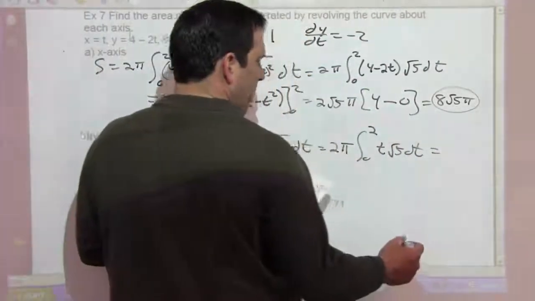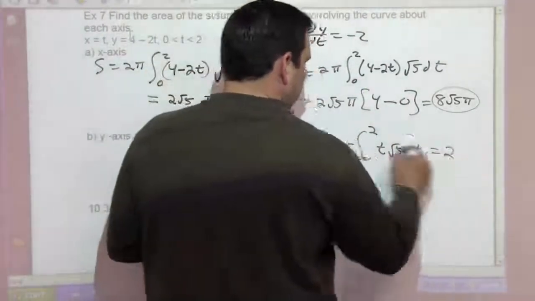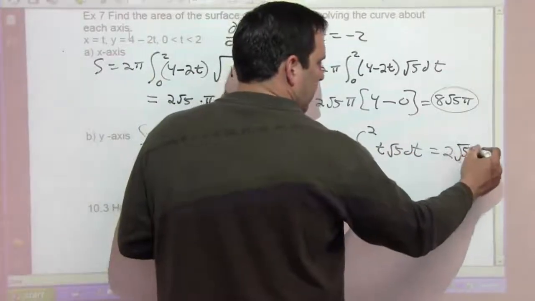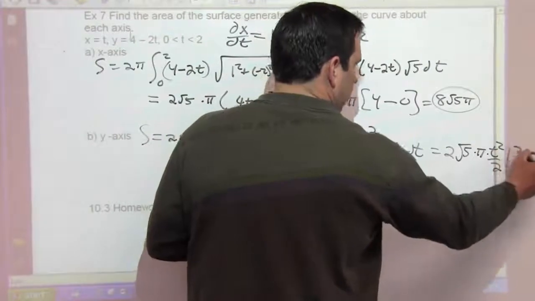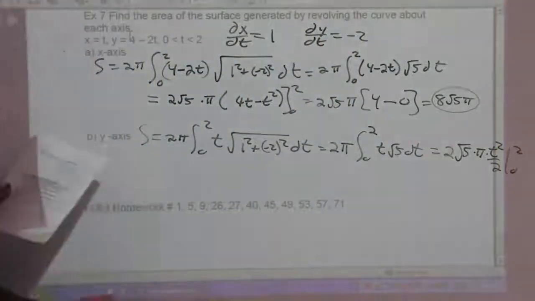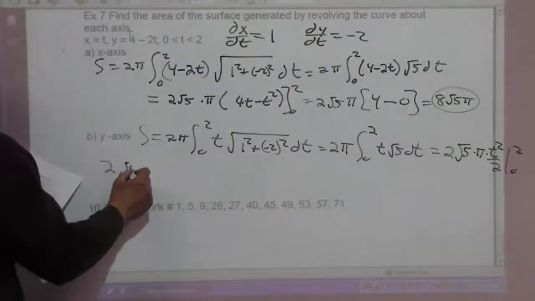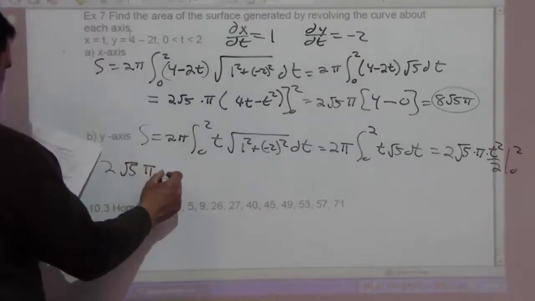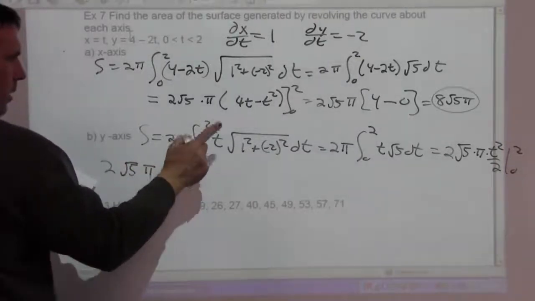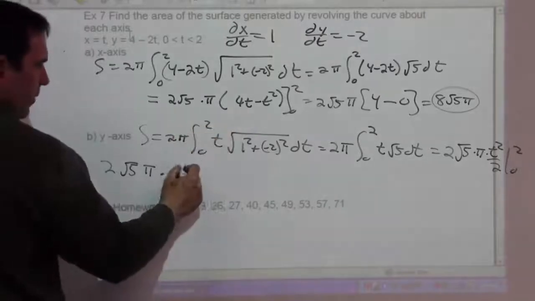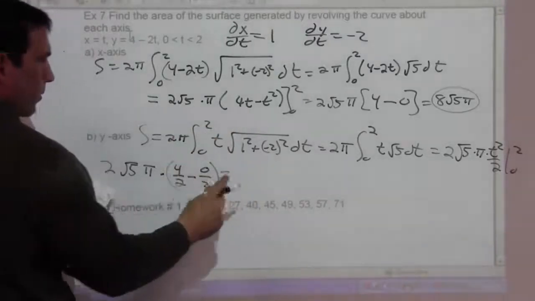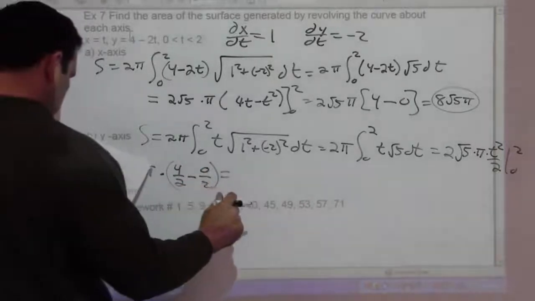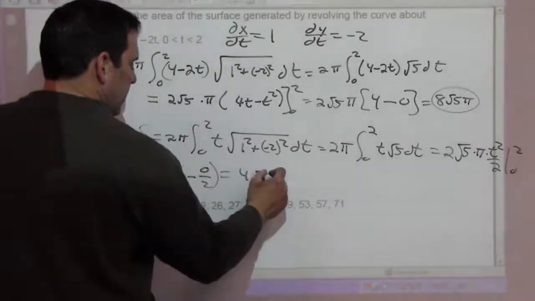That's just going to be 2 times the square root of 5 times pi times t squared over 2 from 0 to 2. So we have 2 times the square root of 5 times pi times 2 squared is 4, so it's 4 over 2 minus 0 over 2. So it's going to be 4 times the square root of 5 pi.